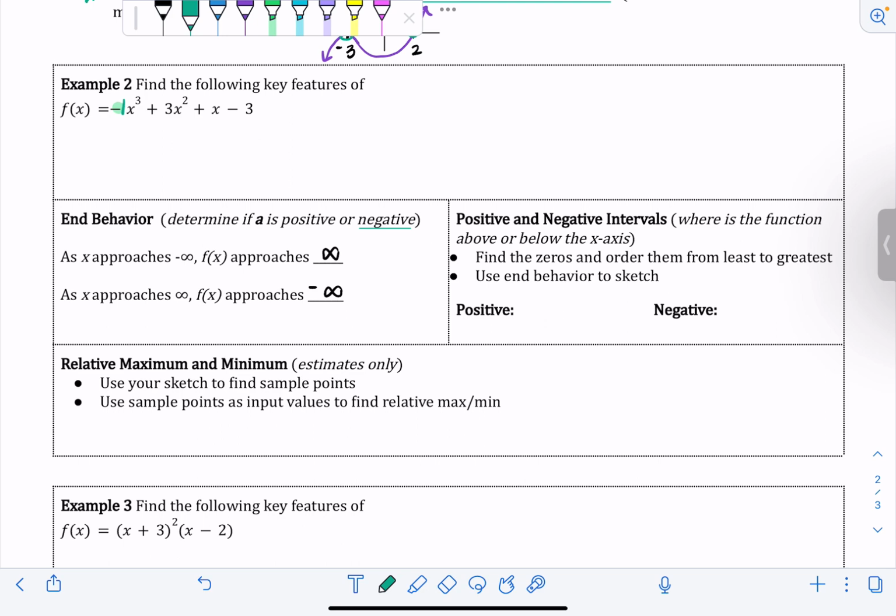Okay, so the next part, I'm going to go to the right here. For positive and negative intervals where the function is above or below the x-axis. Remember, if I have a little sketch, it would be positive right here and right here because it's above the x-axis there. Negative down there and down there because it's below the x-axis. That is what positive and negative means. So in order to do that, we'll find the zeros. We already did that, so we're just going to copy that work down. And then we'll use the end behavior to sketch the graph.